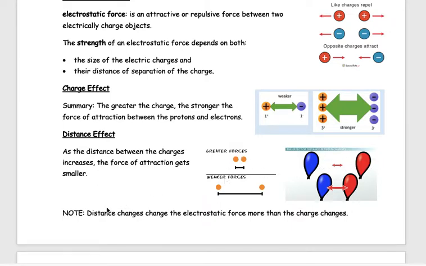Just to note that if you are looking at the difference in the charge and the distance here, they do both affect the force of attraction.